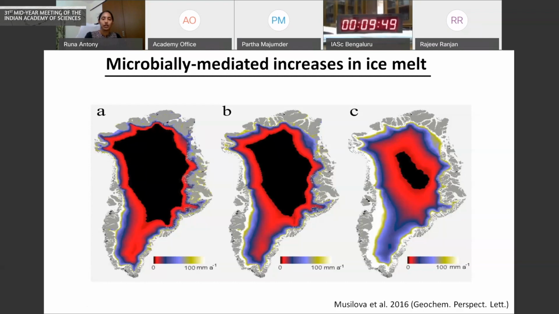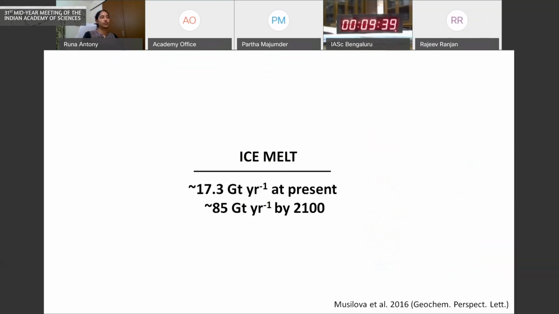And the more of the blue and the red and the yellow basically indicates that there's more biologically induced melting of the ice sheet. And the study provides the first order estimates, which indicate that the present microbially mediated melting is about 17.3 gigatons per year, and it can go up to 85 gigatons per year by 2100.